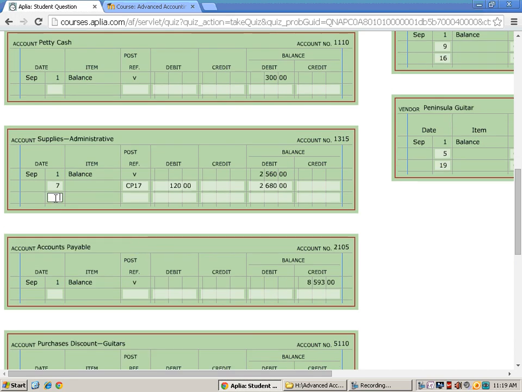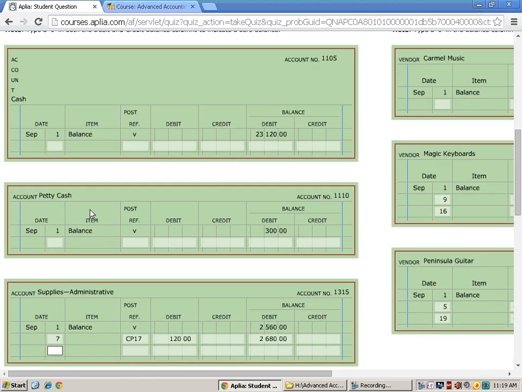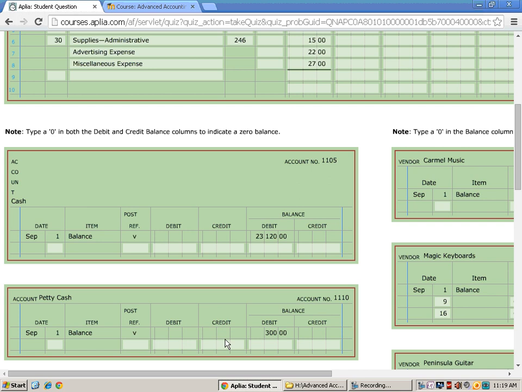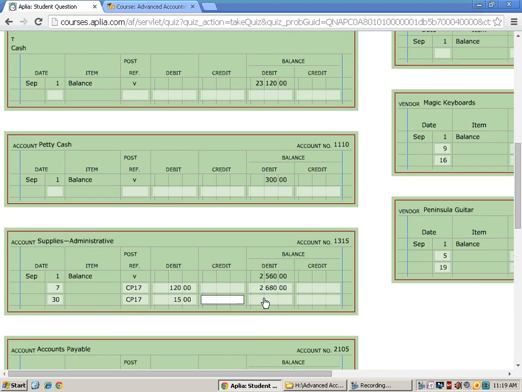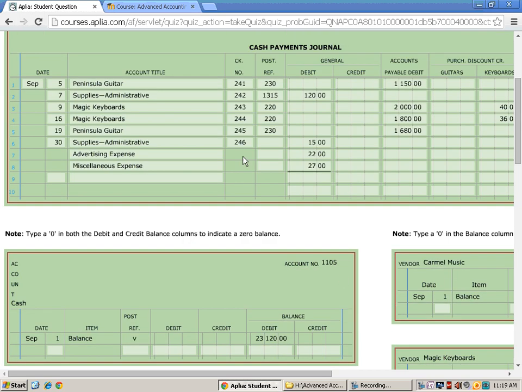So going down here, our date is September 30th, CP17. And we bought $15 worth of more supplies. So they're the same, debit, debit. So we now have $26.95 worth of administrative supplies. Our $13.15 goes up in our post-ref.